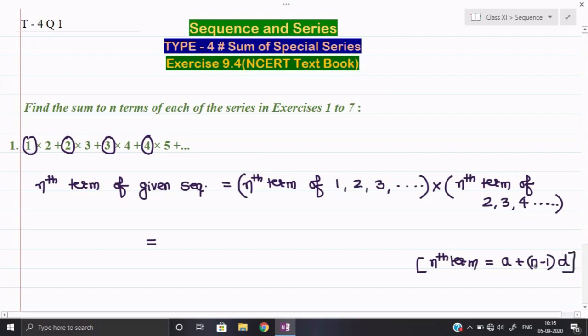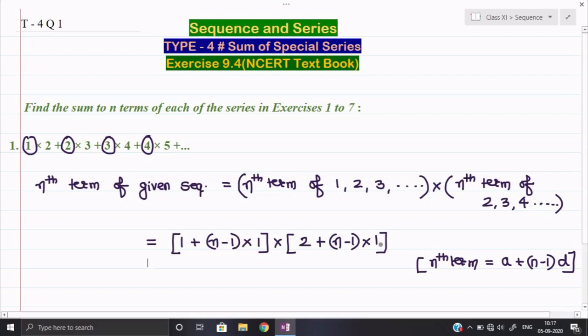Now here, what is the value of a? Value of a is 1 plus (n minus 1), n will be as it is, because we are finding the nth term, and value of d is also 1, 2 minus 1 will be equal to 1, into the bracket. Second, the nth term of 2, 3, 4. So here the value of a is going to change, that is 2 plus (n minus 1) into, if you subtract 2 from 3 or 3 from 4, the common difference here also is 1.